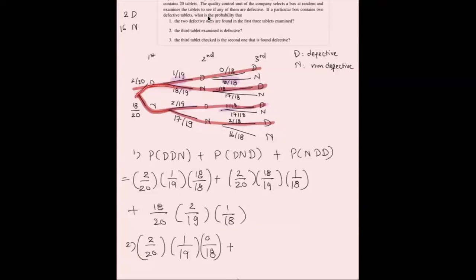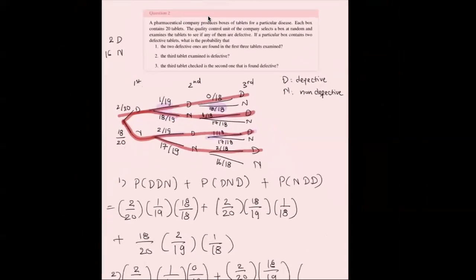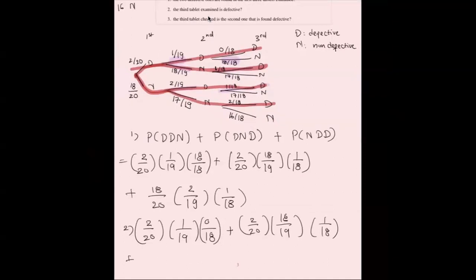The second path is this one here, 2/20, 18/19. What number is that? I think 1/18. The third path is here.